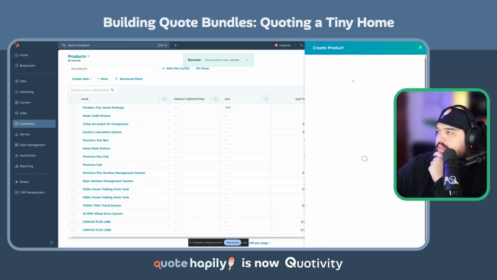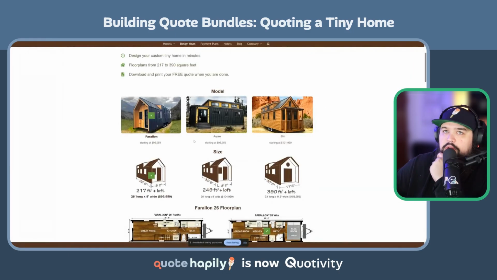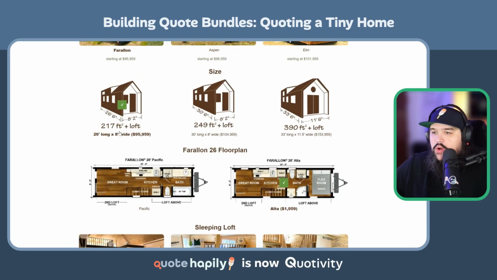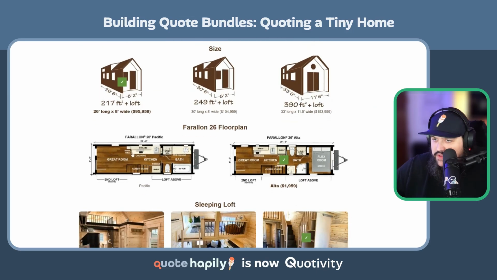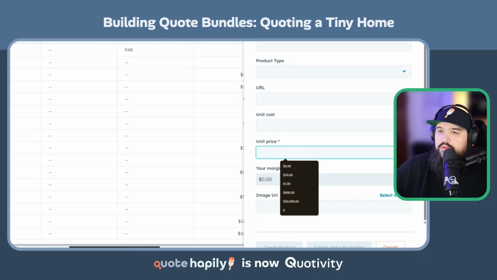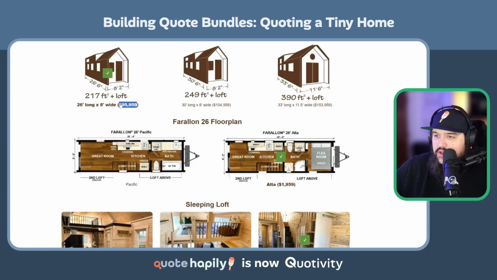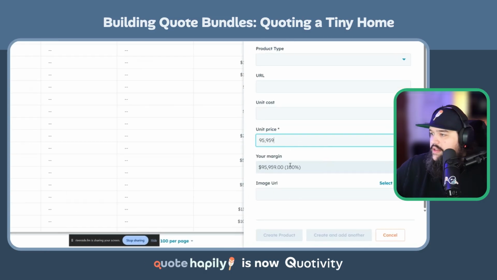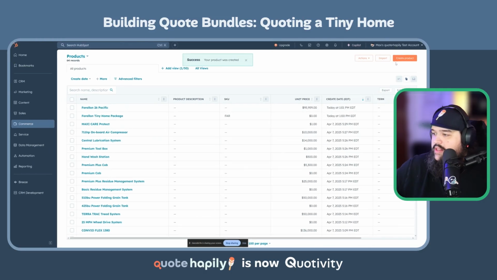All right. And then let's go ahead and create products for these different floor plans, because the floor plan seems to be the base here, right? So for the 2017 by whatever foot loft, we got the Farallon 26 Pacific and the Farallon 26 Alta. And we'll call this the Farallon 26 Pacific. All right. And we'll give this a unit price of $95,959. All right. And we'll create the product.